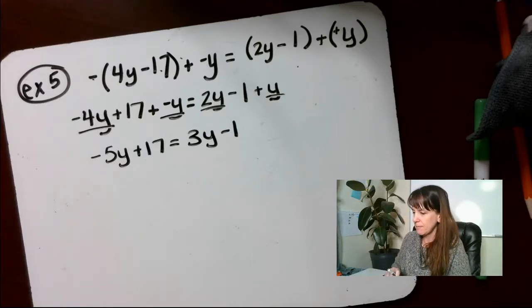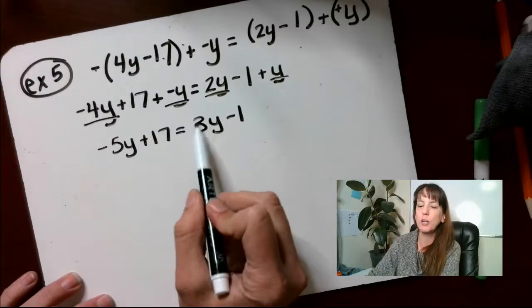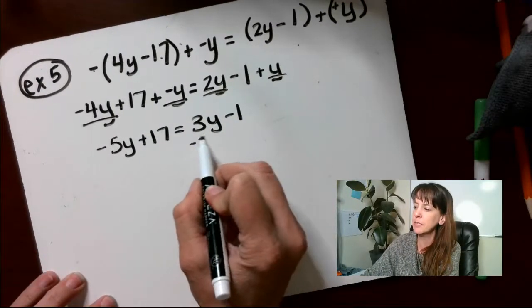Okay, so now what I want to do is move the chunk with the variables over to the left side. So I'm going to minus 3y here.